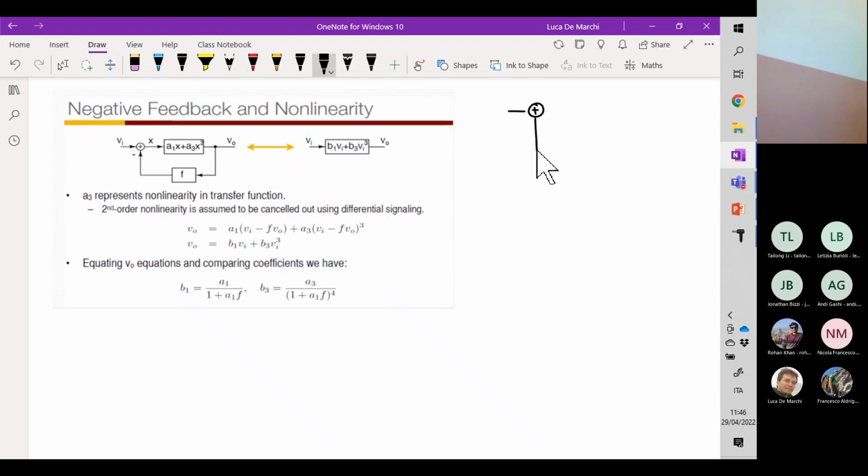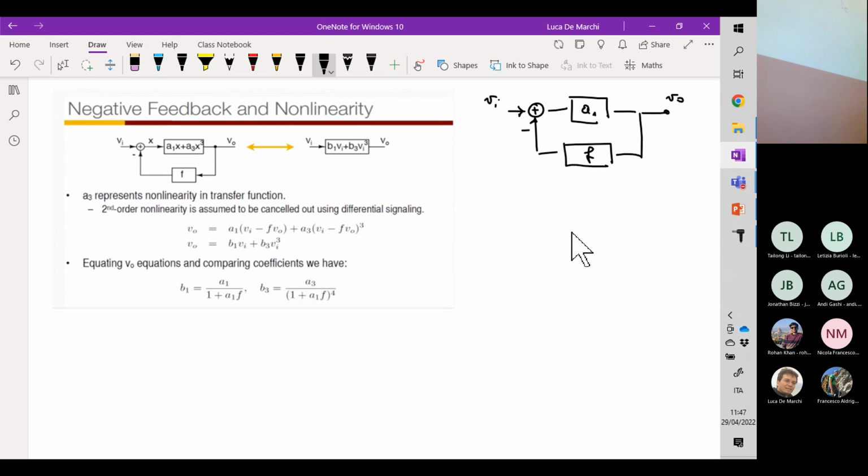The input signal enters a mixing circuit in which the signal coming from the feedback loop is subtracted. Then we have the amplifying stage. Let's say in an ideal configuration, we are just amplifying linearly the difference between the input signal and the signal coming from the feedback. So this is the ideal situation.